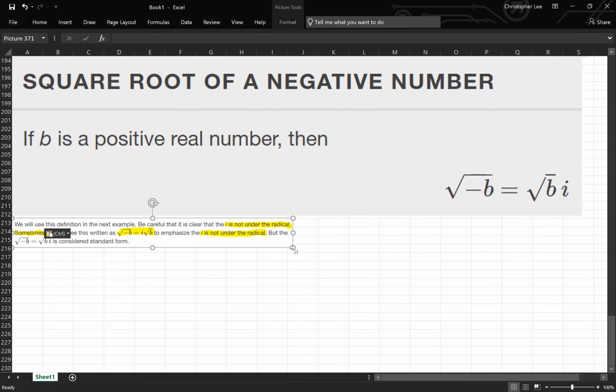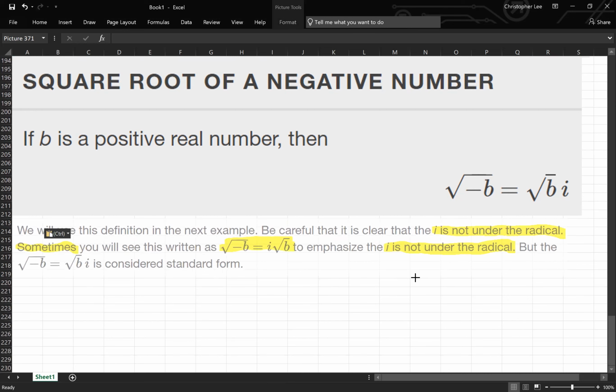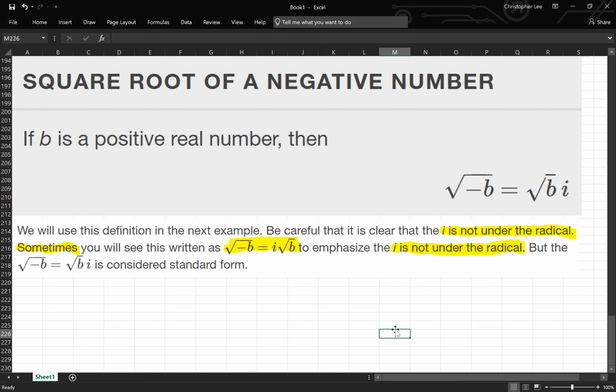Let's talk about that real quick before we jump into an example. We will use this definition in the next example. Be careful that it is clear that the I is not under the radical. Sometimes you will see it written as the square root of -b is equal to I square root b to emphasize that I is not under the radical, but the square root of -b equal to the square root of b times I is considered the standard form. Me personally, I go with this middle form right here. Square root of -b is equal to I square root b.